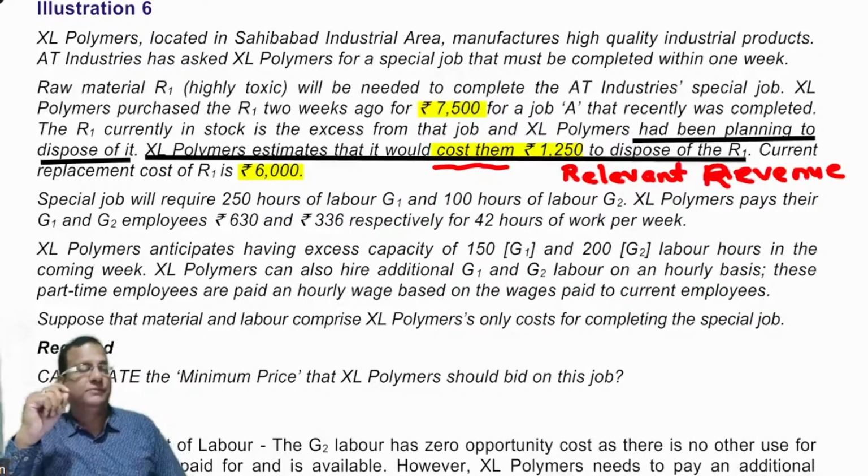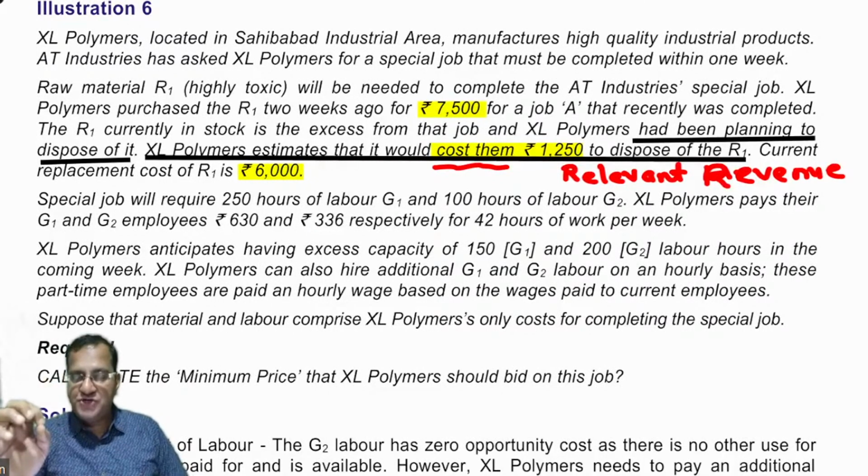Just think over it, beta. Before the special order, there is an outflow because we are destroying raw material R1. After the special order, we are using such raw material in the special order, though there is no need of any outflow. So indirectly, due to the special order, the outflow of 1,250 has been avoided.